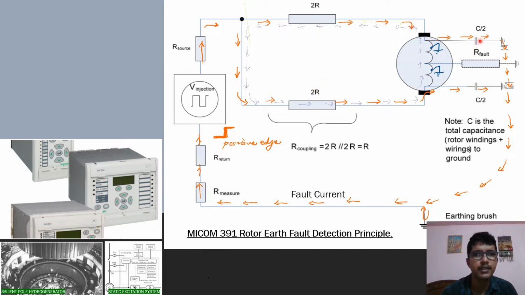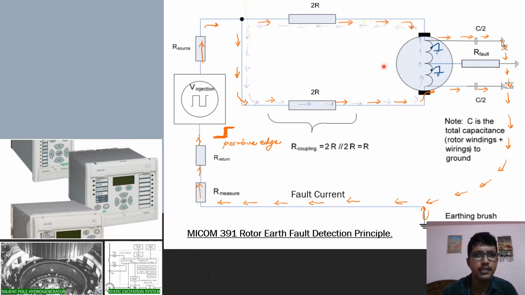C by 2, this is the capacitance of the rotor field related to ground. Since it is a lumped parameter model, we have lumped all the capacitance equally at the ends, right? R fault resistance is infinite. We have assumed that there is no rotor earth fault initially, right? So these currents are returning via the earthing brush back to the network.